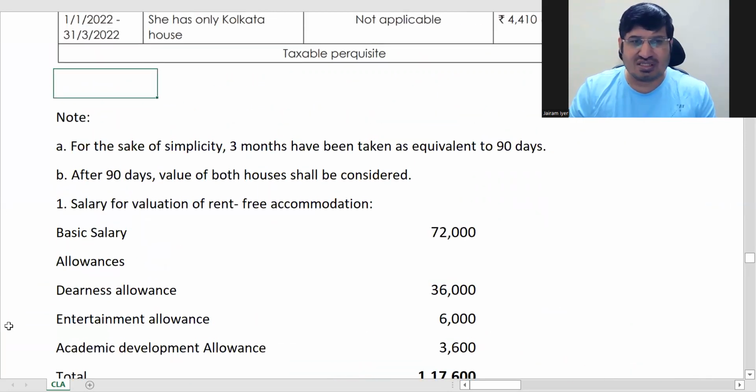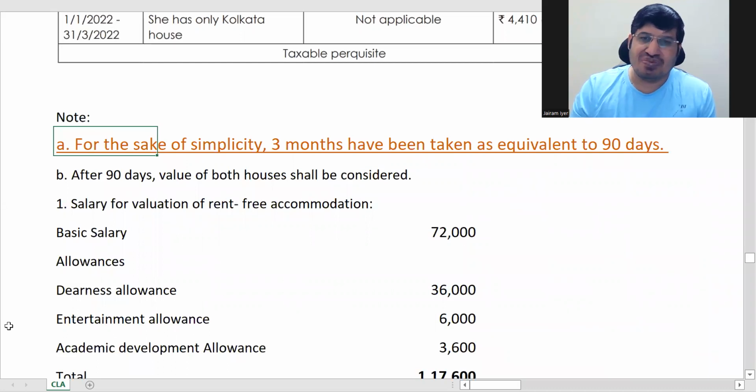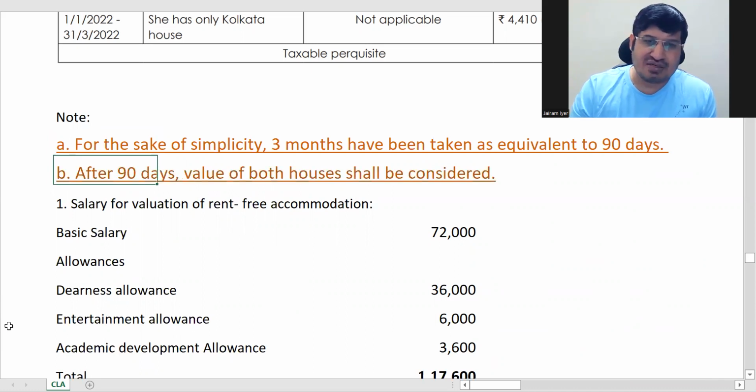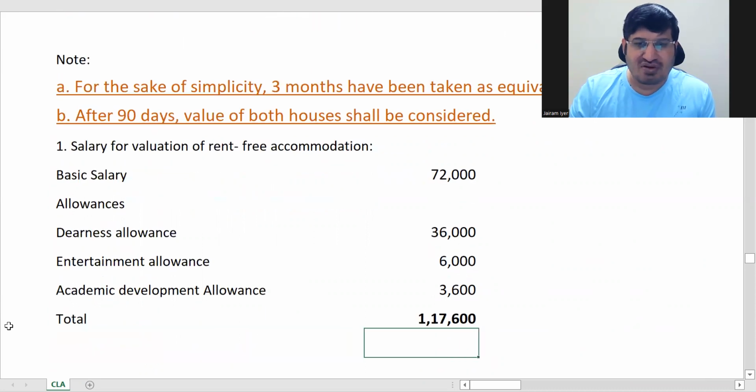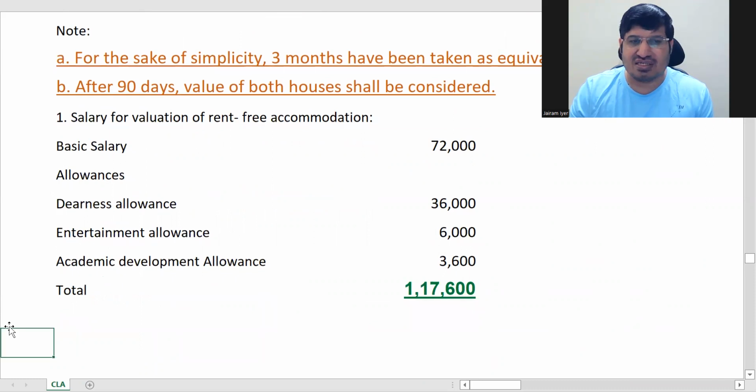Here, just some notes: 3 months, you can always take as 90 days. 90 days can always be taken as 3 months. After 90 days, both houses shall be considered. And salary for rent-free accommodation is, like we had already computed, 117,600, correct? If DA not forming part of salary is there, then the whole thing will come.